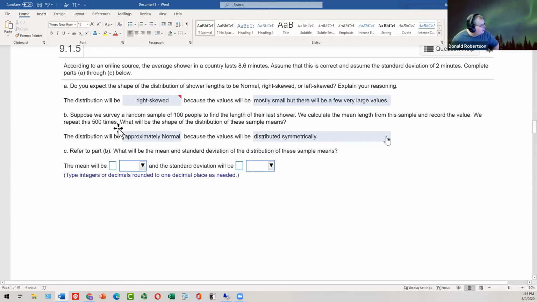Then it goes on and says, suppose we take a survey of a random sample of 100 people and find the length of their last shower. We calculate the mean length for the sample and record the value and repeat it 500 times. So I'm going to leave this now and we'll start a little bit of theory. I just realized the shower that we're talking about is not rain showers. The shower they're talking about is taking a shower.